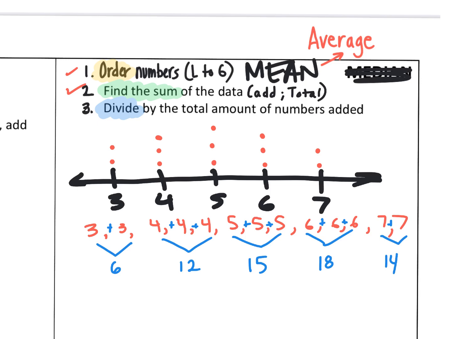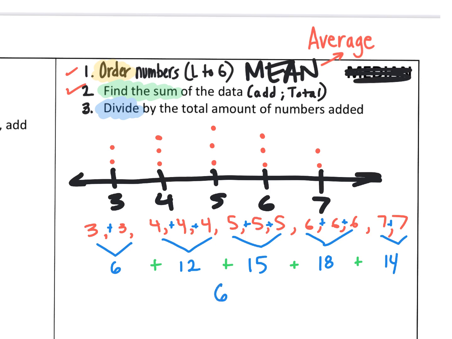So that's a little bit more manageable for me, where I can add these up and not feel stressed that I'm going to mess up any numbers. It's a lot less to put into my calculator. So let me literally type this right now. 6 plus 12 plus 15 plus 18 plus 14. That gives me a total, a sum of 65.